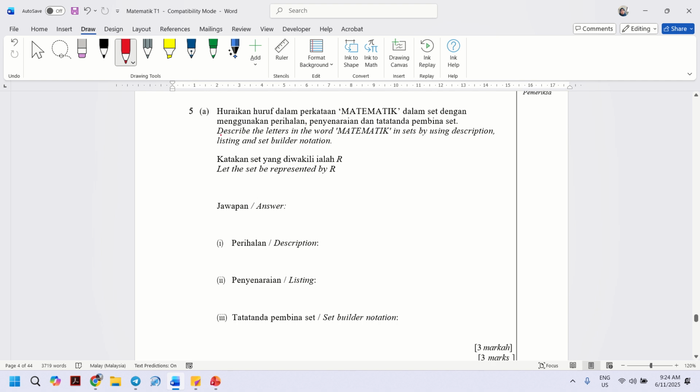Okay, so the next one is: describe the letters in the word mathematics in sets by using description, listing, and set builder notation. Let the set be represented by R. So, how to describe this situation? If you want to describe a set, R is a set of the letters in the word.